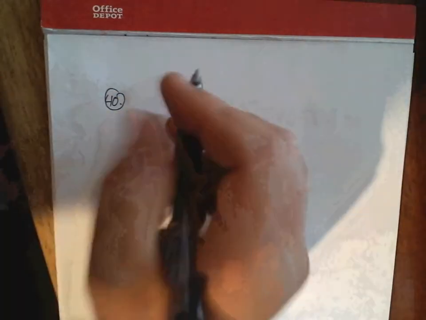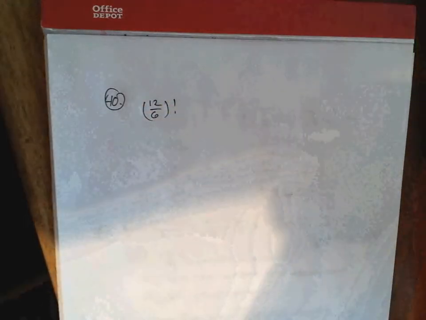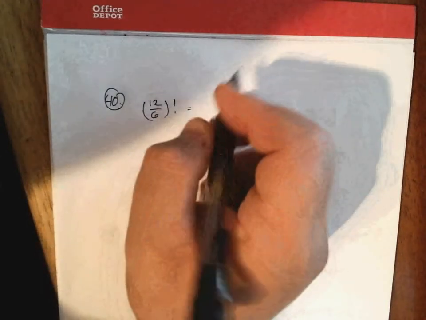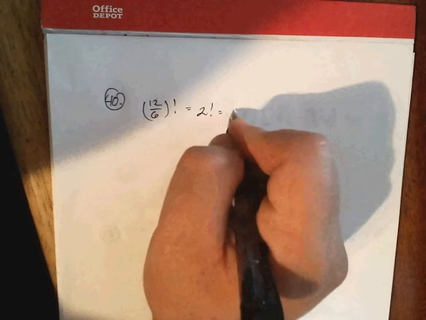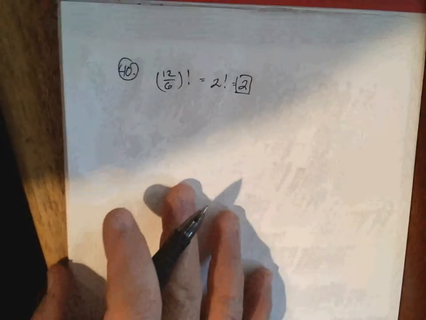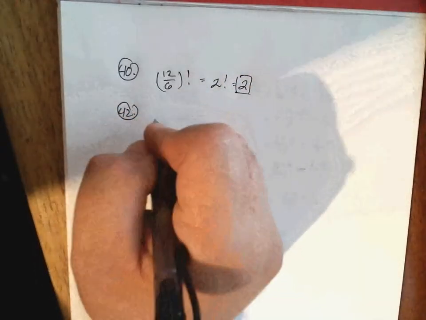Now let's do a couple of quick exercises involving factorials from the exercise set. Okay, let's start with problem number 40. In 40, you're asked to simplify this expression or evaluate it. 12 over 6 factorial. Well, you have to do what's in the parentheses first. 12 over 6 is 2. And 2 factorial simply is 2 times 1. And so you get 2. Very easy problem, right?